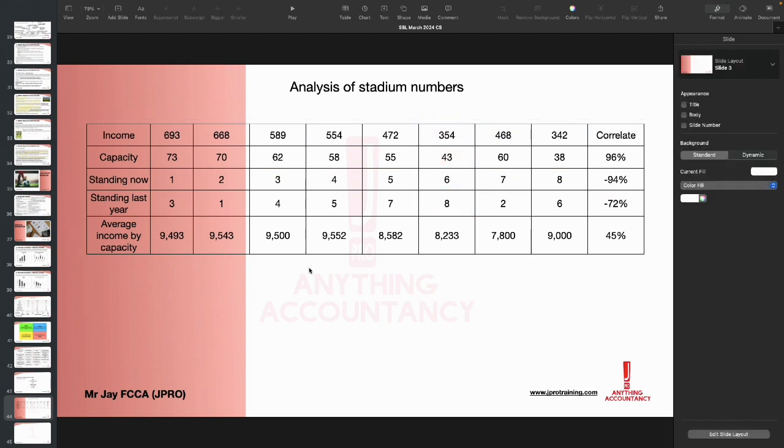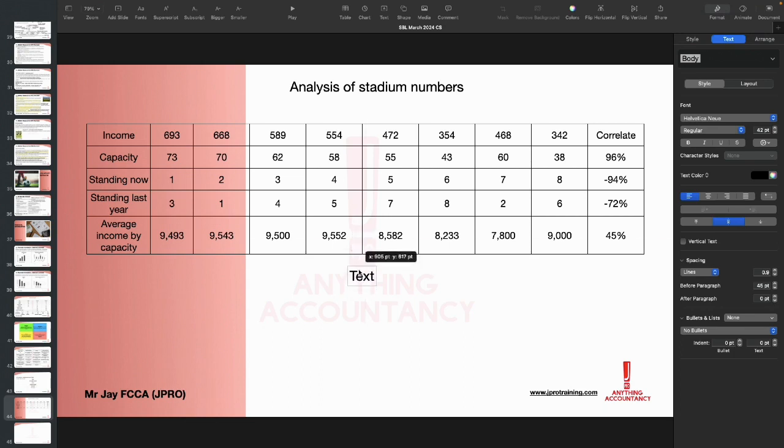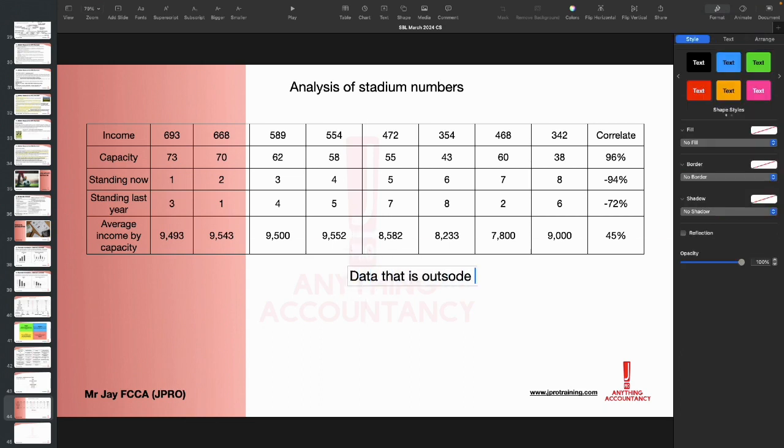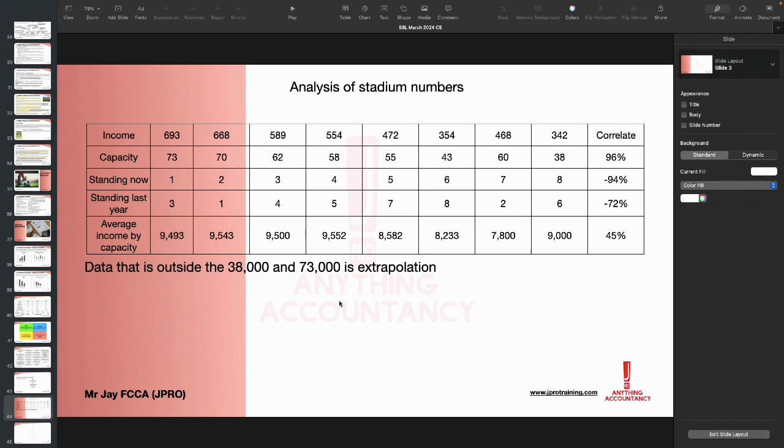Okay, that's basically it. So you do need to know which is your forecast. Can you forecast the number? Because why? You have a few sets of data here. Any data outside 38,000, which is not going to happen, but above 73,000 is extrapolation. So what is the number that you're supposed to put?